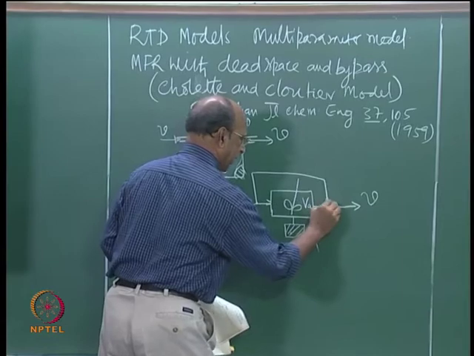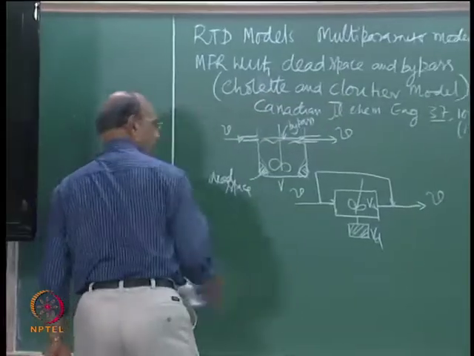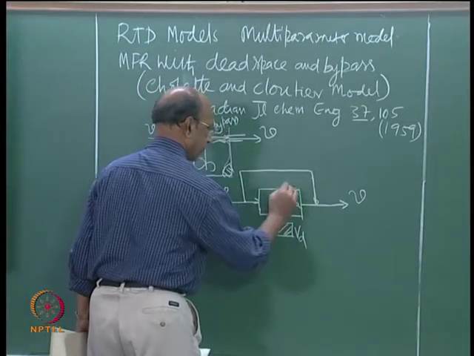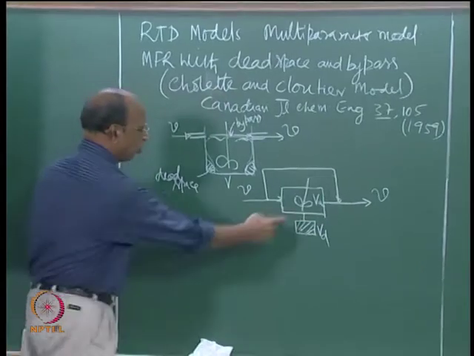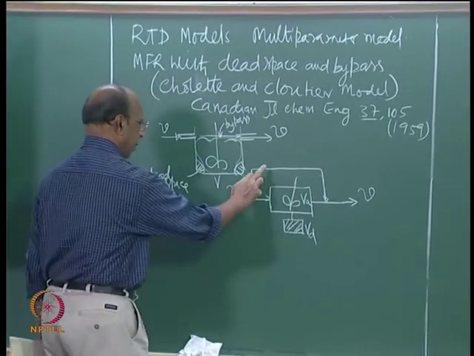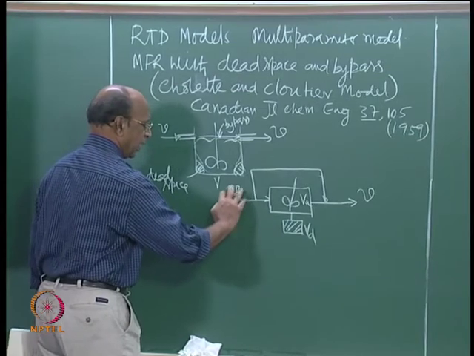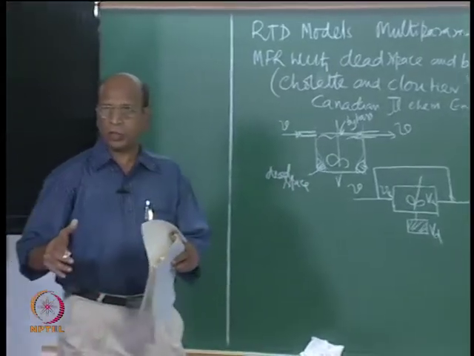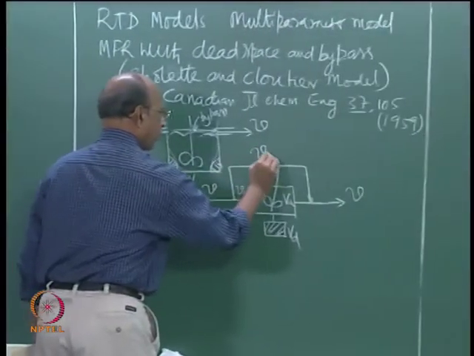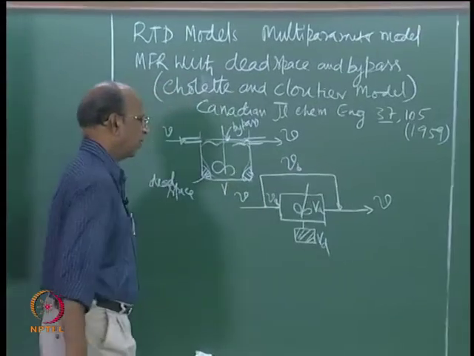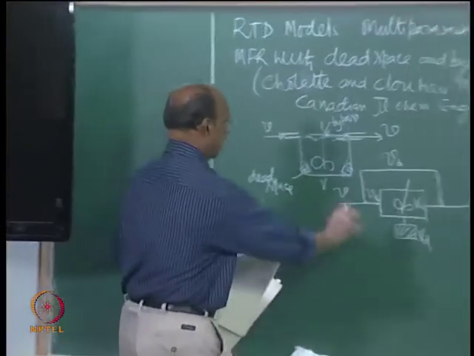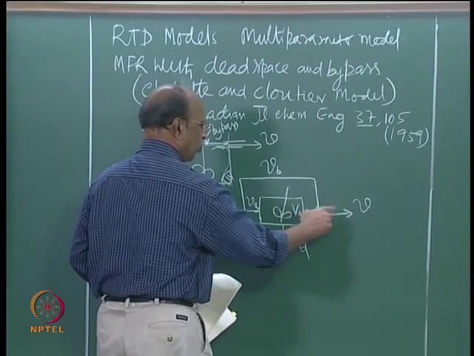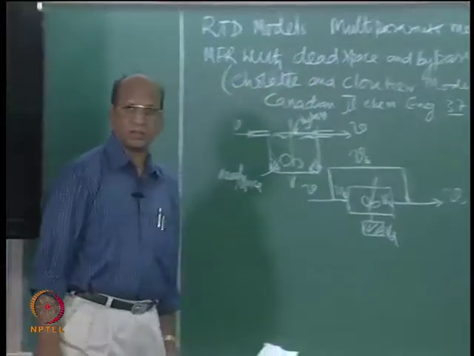That means practically it is not spending any time inside the reactor. To show the active zone, we are showing this stirrer. This is the bypass. So, this volumetric flow rate V is split into small v A, the flow through the active zone, and v B, the bypass. Both of them are coming out and mixing again, and what we see is some concentration C.